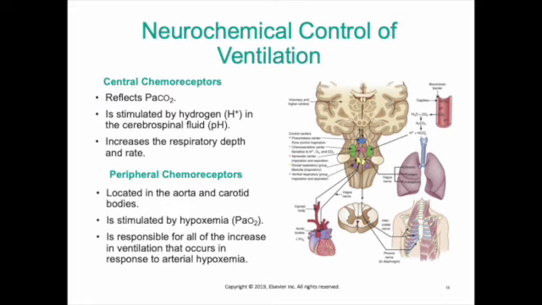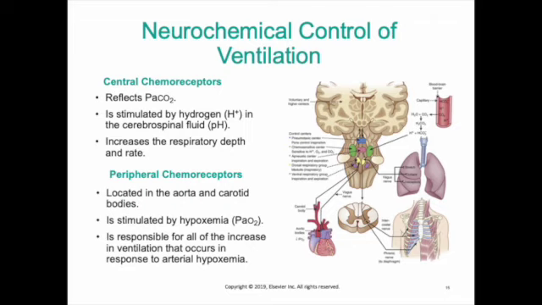Chemoreceptors are neurochemical substances that help control ventilation. They help to monitor our pH, our CO2 pressure, and our O2 pressure in the arterial blood. These central chemoreceptors, they're located near the respiratory center, and they monitor arterial blood. But they monitor it indirectly. They're able to sense any changes of pH of our cerebrospinal fluid. I mean, changes as sensitive as 1 to 2 millimeters of mercury.